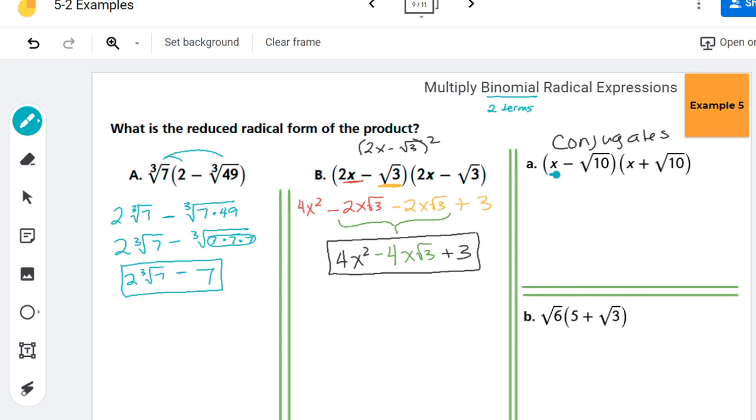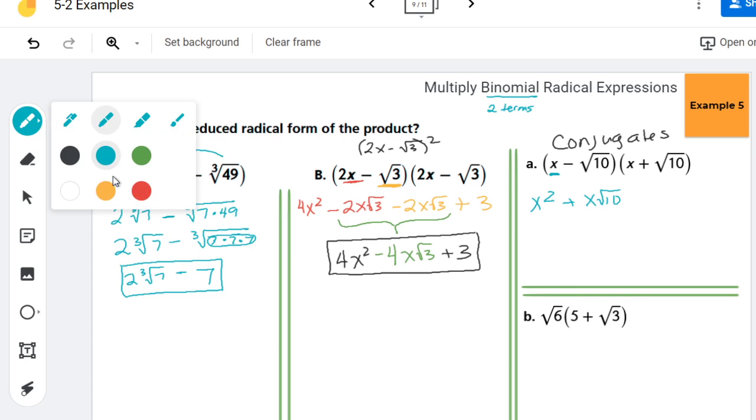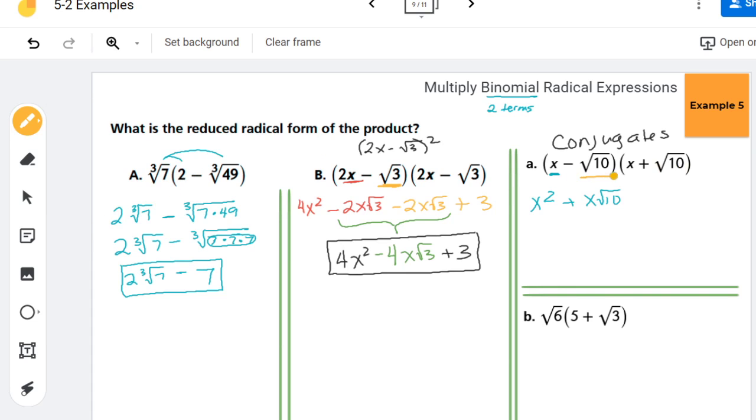So let's check it. So I'm going to take the x and times it to each of these. So x times x is x squared. And then I'm going to take the x and times it times the square root of 10. So x times the square root of 10 is x root 10. And then I'm going to do that same process now with the negative root 10. So negative root 10 times x is negative x root 10. And a negative root 10 times a positive root 10 will come out with a negative, right? And root 10 times root 10 is a positive 10. Well, it's negative because of that negative, but together they make a 10.